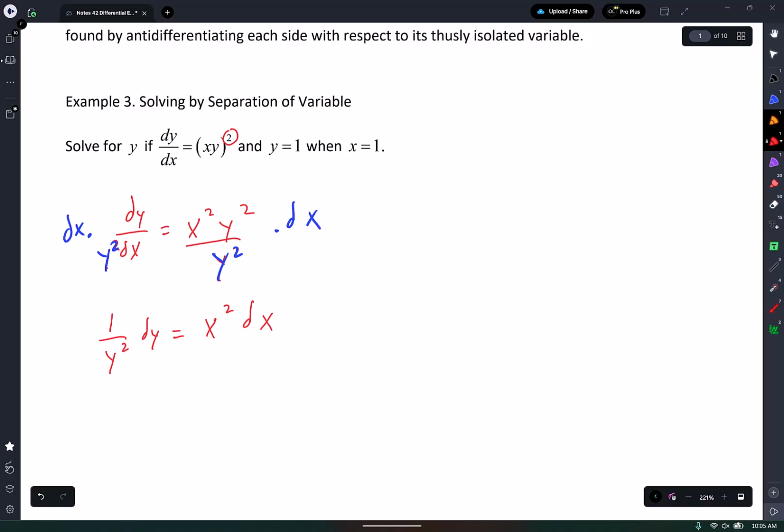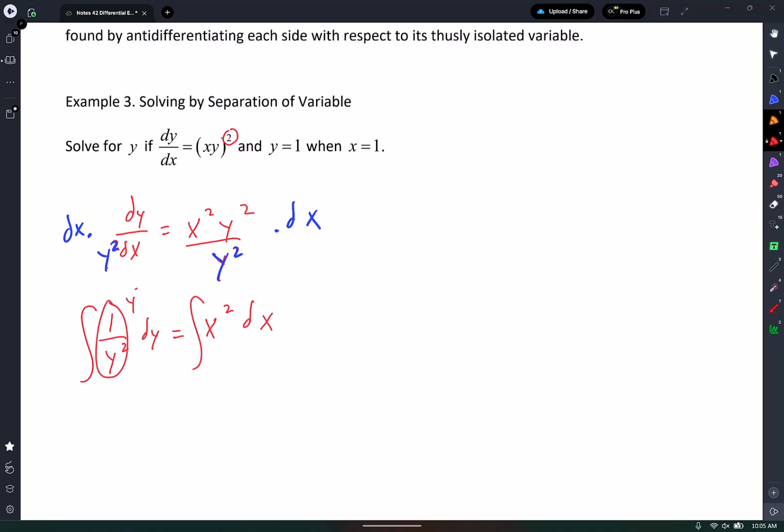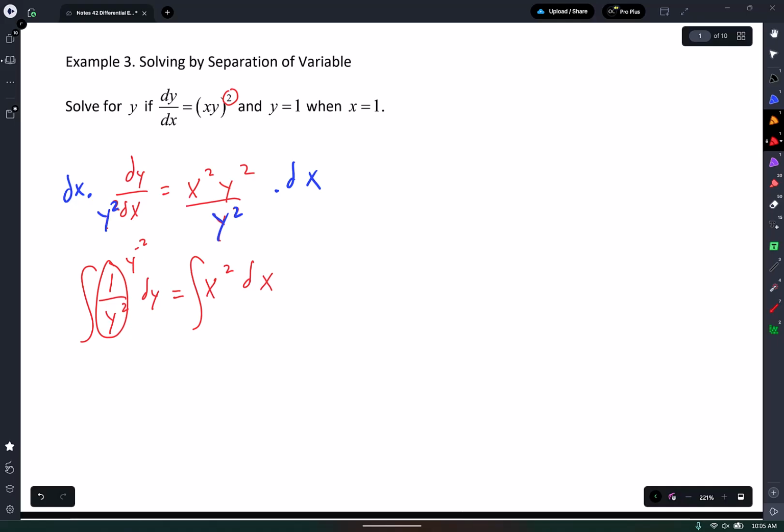So that's going to be the next move, guys. I want to go ahead and get rid of the dx and the dy. So I'm going to integrate, and that's how you get rid of the differential, by integrating. See? So this, remember, is just y to the negative 2. So the antiderivative of that is negative 1 over y. And you could put plus c, but there's no reason to.